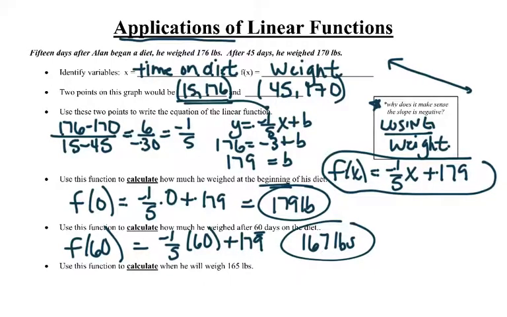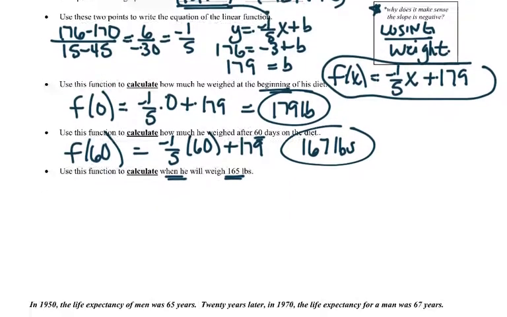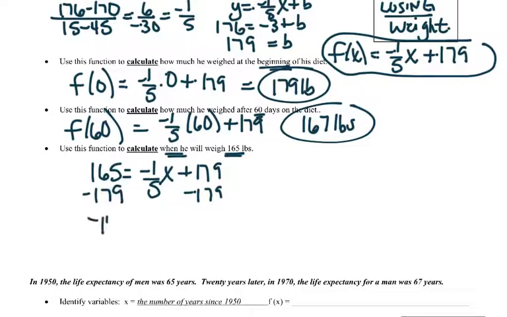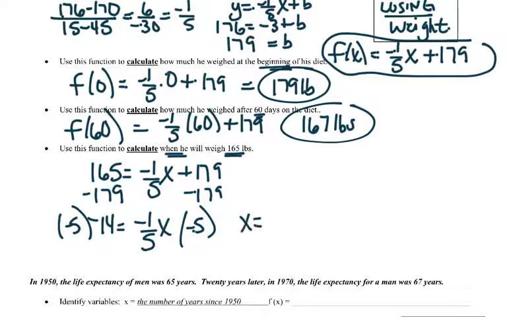Now, here's an interesting one. When will he weigh 165? Now I'm not plugging in for the x anymore. What am I plugging in for? Right, I'm plugging in for the y and solving for x. So if I subtract 179 from both sides, negative 14 is negative 1/5 x, and if I multiply both sides by negative 5, it looks like 70 days.